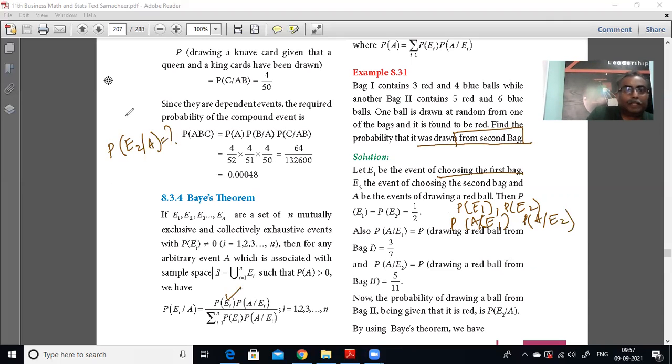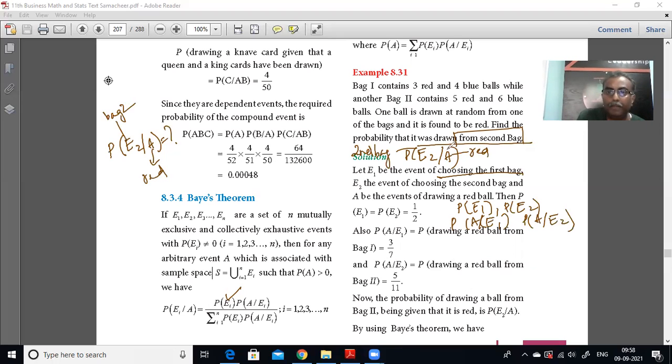What is its meaning? It means he has pulled out a red ball. What is the probability that the red ball is taken out from bag 2? You understand what this means? Find the probability that it was drawn from the second bag means find P of E2 given it was a red ball that was pulled out. Given that the red ball was pulled out, what is the probability it was taken from the second bag?